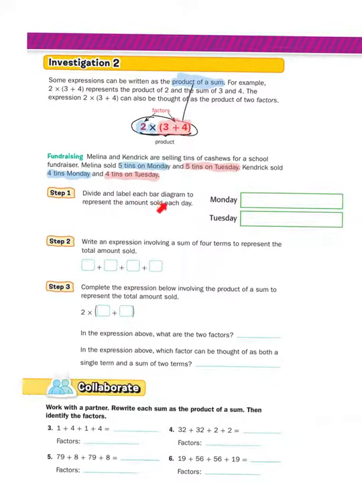So in step 1, I'm going to divide and label each bar diagram to represent the amount sold each day. So Monday, remember, is in blue. So on Monday, there were 5 and 4 sold. And Tuesday, which is in red, there were also 5 and 4 sold. So I just split the bar, so there's 5 and 4 on each side. Now step 2 says write an expression involving a sum of 4 terms to represent the total amount sold. So in step 2, we could write this as 5 plus 4 plus 5 plus 4. Okay, let's write that down.